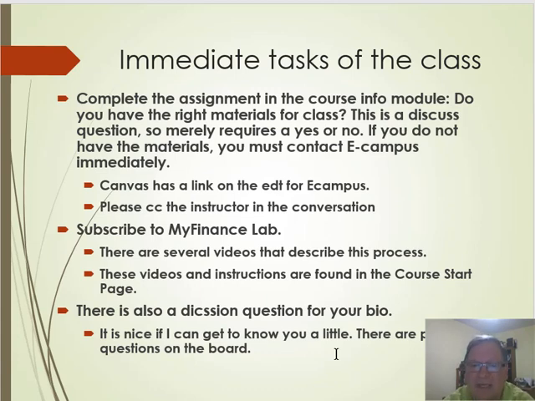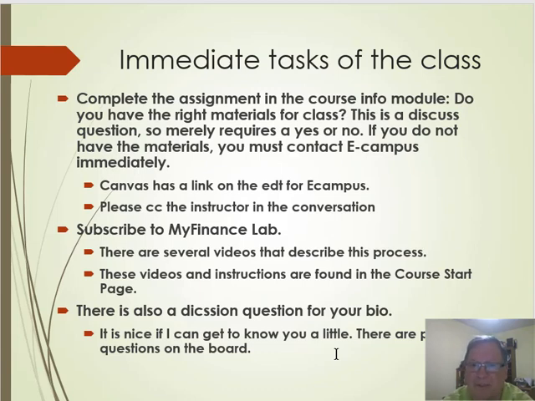So what are the immediate tasks for the course? You need to complete the assignment in the course information module, right? There's what's called, do you have the right materials? Again, we've already talked about this. It's just a yes or no question.